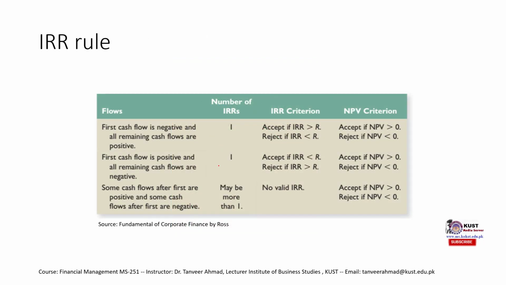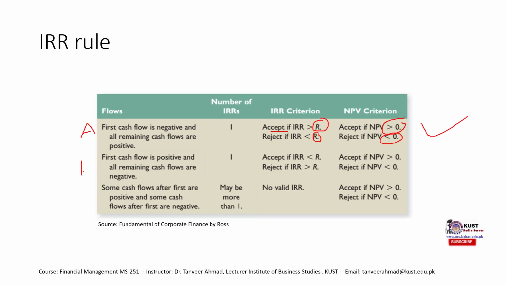So let's look at this criteria. If first cash flow is negative and all the remaining cash flows are positive, this is project A in the previous example, then we accept if IRR is greater than required rate of return, and we reject if IRR is less than required rate of return. We accept if NPV is positive and reject if NPV is negative. This is what we have understood.